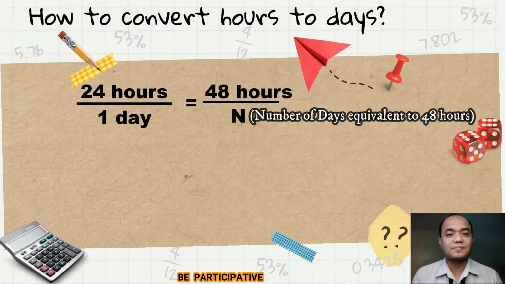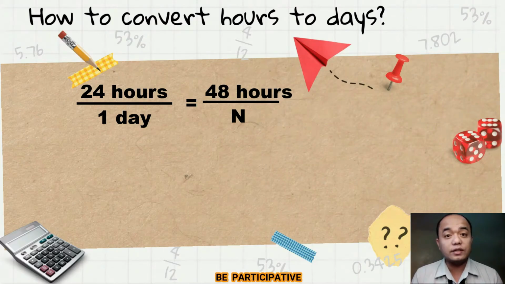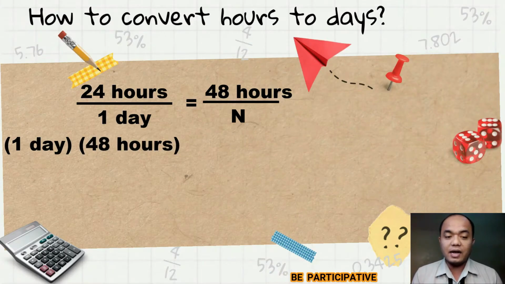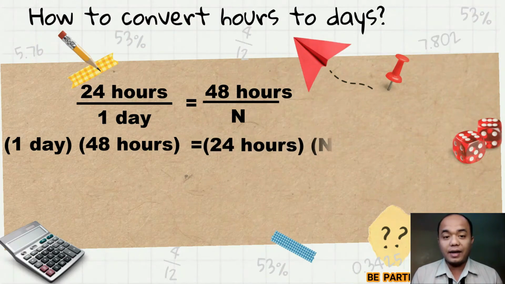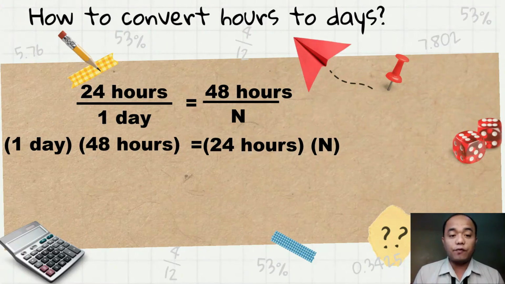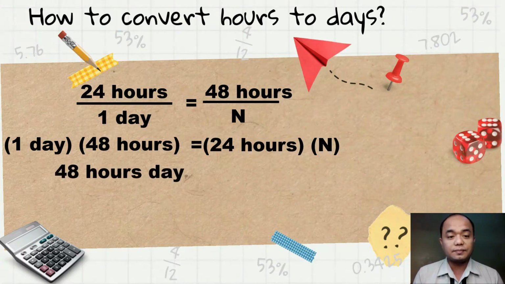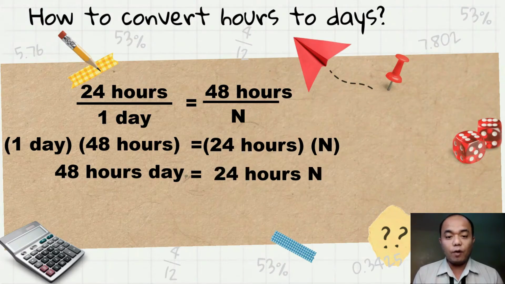What's next? Yes, we will perform cross multiplication. We will multiply 1 day times 48 hours. And also, we will multiply 24 hours times n. Now, 1 day times 48 hours is equal to? Very good. 48 hours and then day. Next, on the other side of the equation, 24 hours times n is equivalent to? Still, 24 hours n.